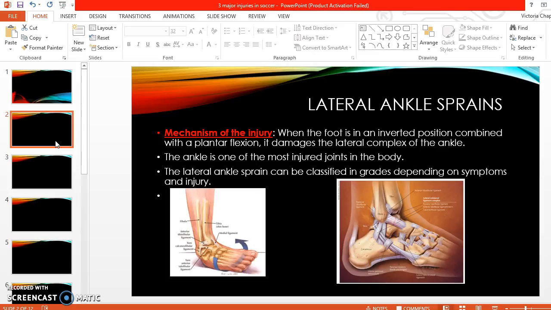And if you see, there are a couple of pictures here showing the different ligaments and different ways that you could damage the ankle, and why it's such a highly classified injury in sports.